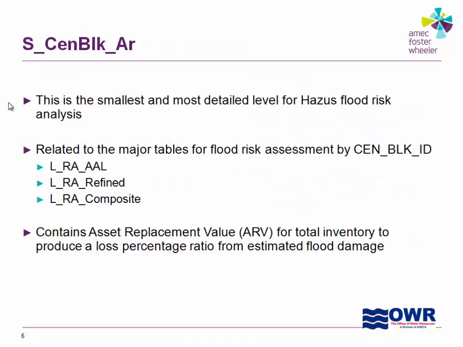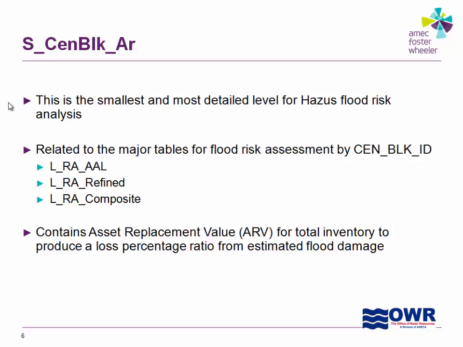On the census block area, we went over that in the first section. It's going to have 3 major tables related to risk assessment that we're going to go over. And it's based on the census block ID, which we'll go over again shortly. L for linked, underscore RA for risk assessment, then underscore AAL. That's going to be the average analyzed loss.